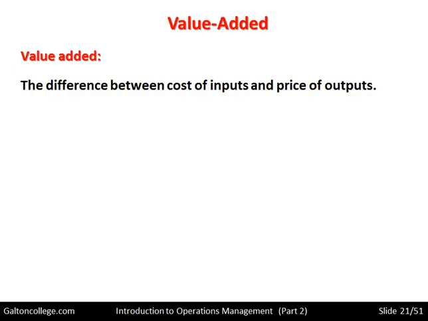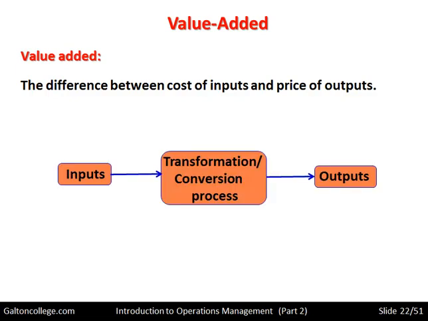The customers did not demand sheets of metal. They demanded some item, and that item was made from sheets of metal. It's the transformation that adds value. And of course, the more efficient the production management team are, the more added value there is. The more efficient means lower costs. So we have inputs, the transformation, or the conversion process, and it converts into outputs. So this is what operations management do.